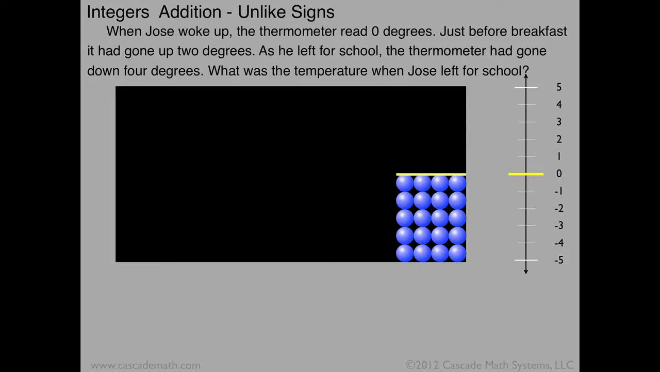Since the temperature went up 2 degrees, I represent this as a positive 2. Positive 1, positive 2. Your teacher is not going to pause the movie while you finish the problem. He or she will restart the movie when they're ready to go on.